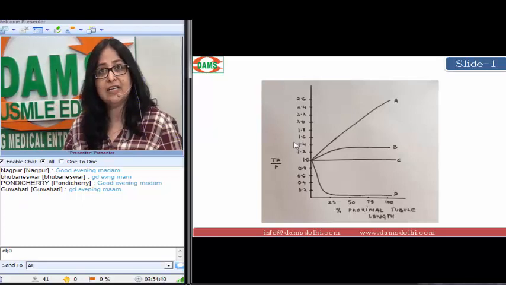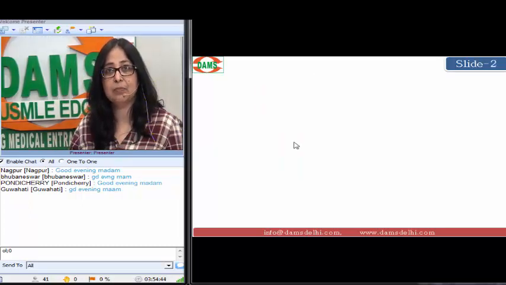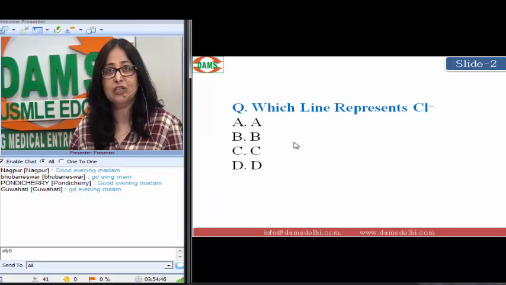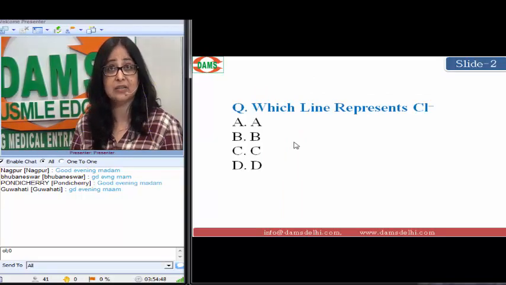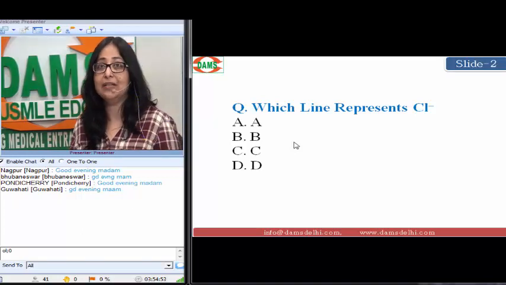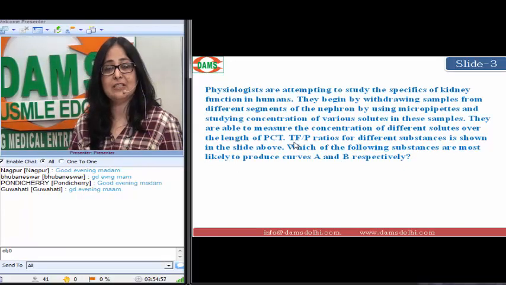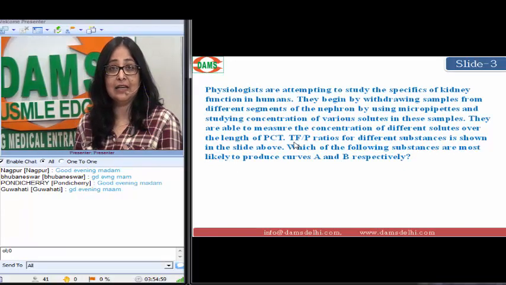Now let me tell you the type of question which is asked in a PG entrance exam. The Indian PG entrance exam would probably ask a simple, direct question which says, which line represents chloride? Is it A, B, C or D? The kind of question which I expect in Step 1, now have a look at this one.